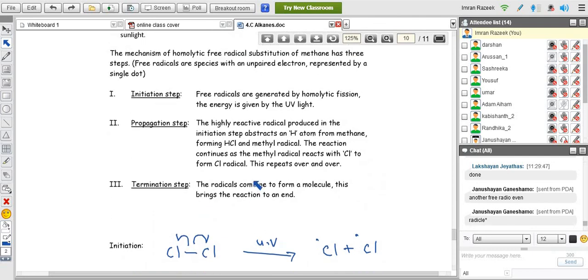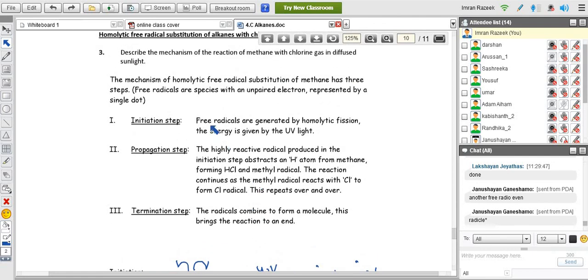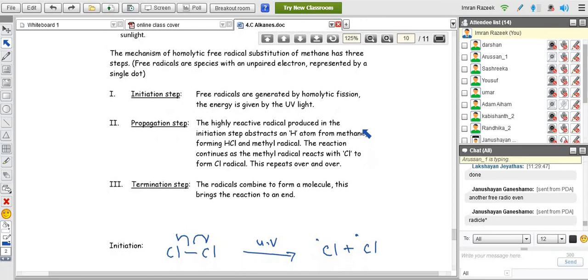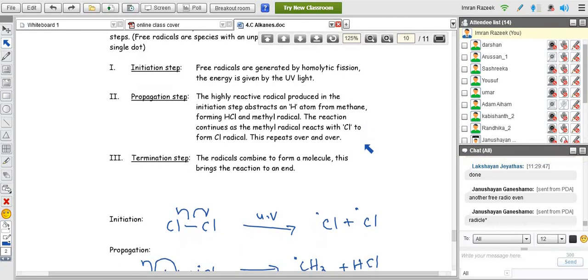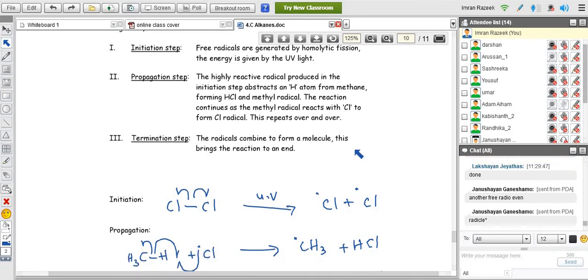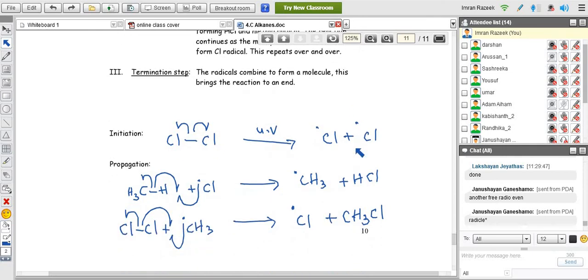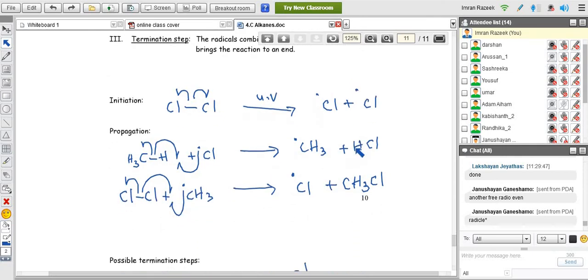So initiation is where free radicals are generated by homolytic fission by the energy given by UV light. Propagation: the highly reactive radical produced in the initiation step abstracts the hydrogen from the methane, forming HCl and a methyl radical. The reaction continues as the methyl radical reacts with chlorine to form a chlorine radical. This repeats over and over. In termination, the radicals combine to form a molecule. This brings an end to the reaction. Right? Any questions?